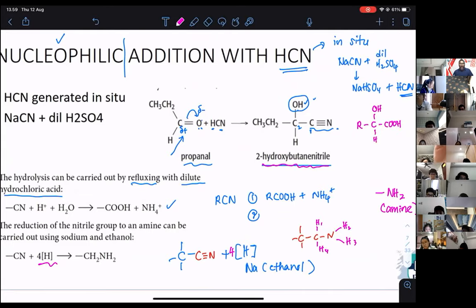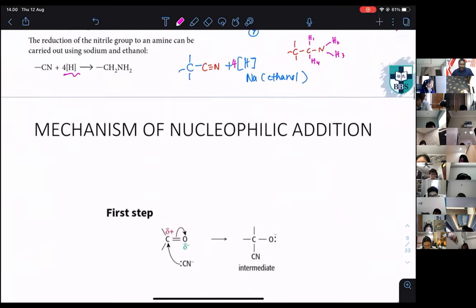What will happen if I reduce them using this Na ethanol? Depending on the situation, if I'm just going to have the OH over there, I might get COH, and then I might get the H over here, CH2, then NH2. It depends on how they want to formulate the question. So the OH will stay. Sometimes the OH will also be oxidized or reduced. You just need to adjust accordingly. But I'll just move on. So you need to know.